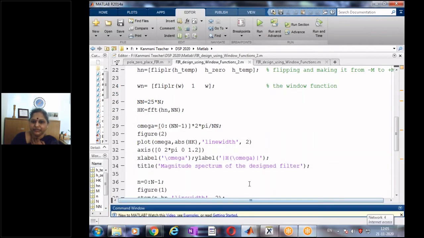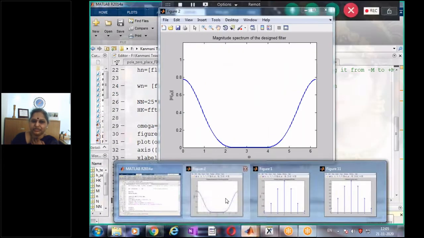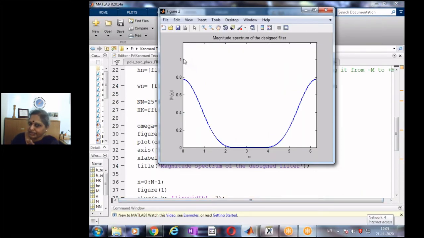Now let us see how my frequency response looks. Look at the frequency response. I do not have the ripples. When I've introduced the window, my ripples are gone, and there is no overshoot. Of course, we have just taken a very small length of 7.